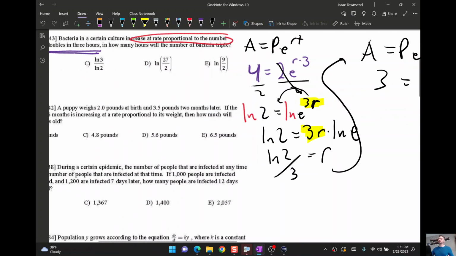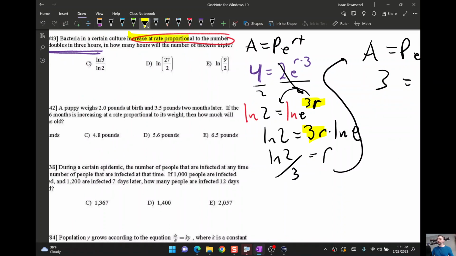But it increases at a rate proportional. Because of that, it stays the same.